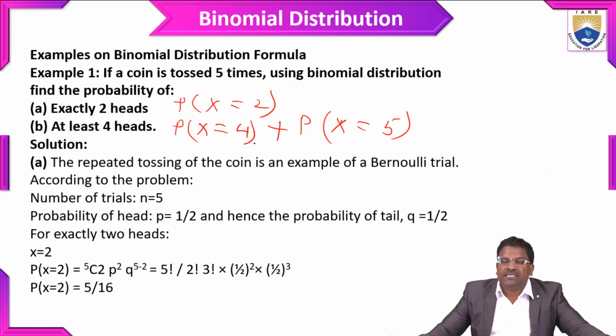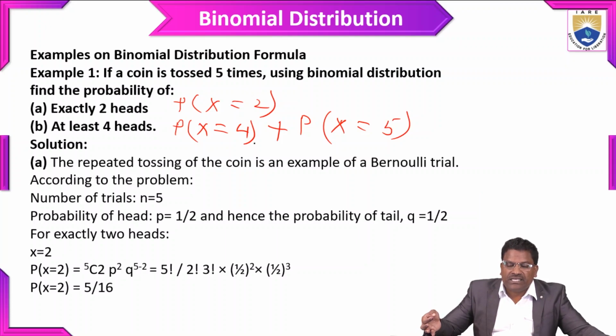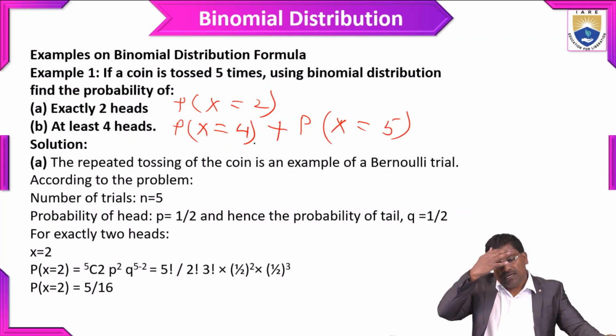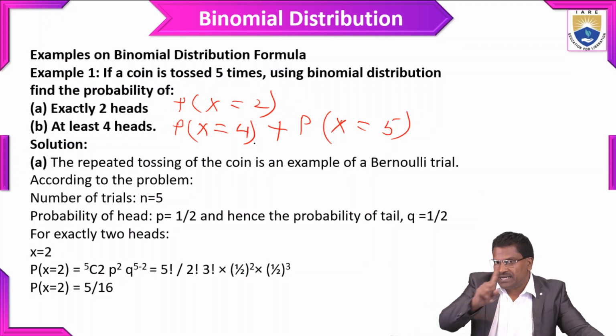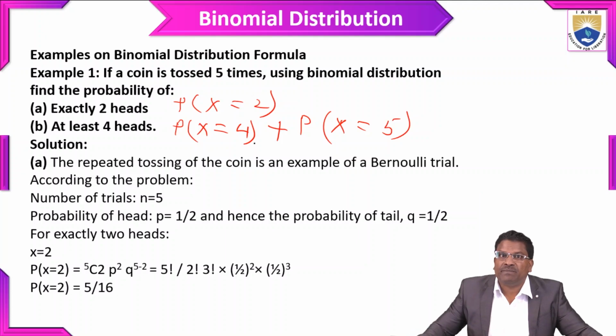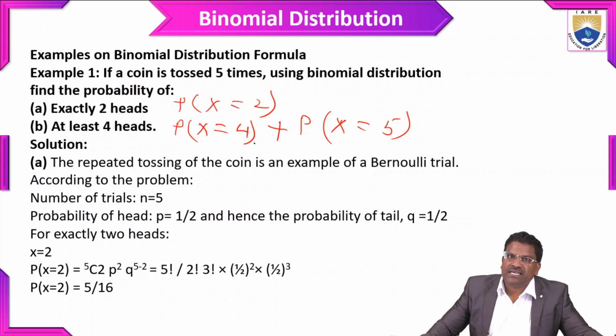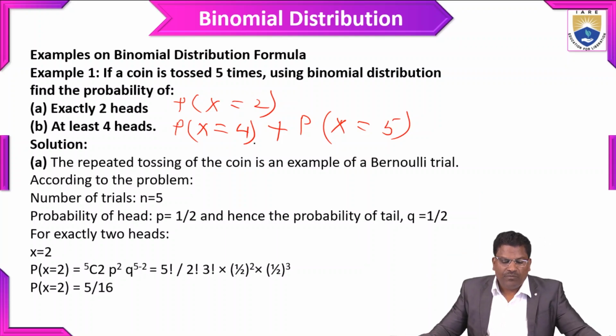Now, let us see its solution. The repeated tossing of the coin is an example of a Bernoulli trial, because every time they are doing it, n is equal to 1 only there. That's why it comes under Bernoulli trial. According to the problem, the number of trials n is equal to 5. Probability of head, we know p is equal to 1 by 2. Failure probability also, q is equal to 1 by 2. For exactly 2 heads, x is equal to 2. What we have to find is P of x is equal to 2.